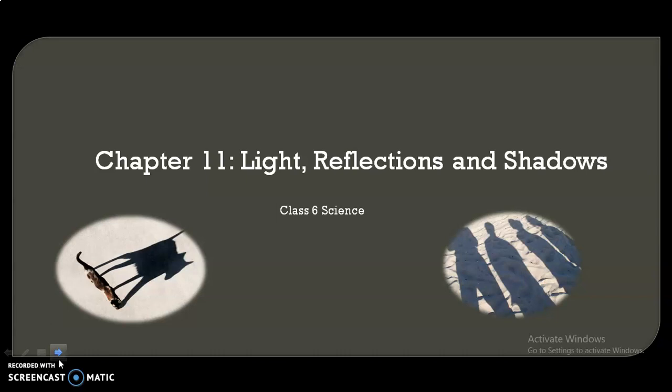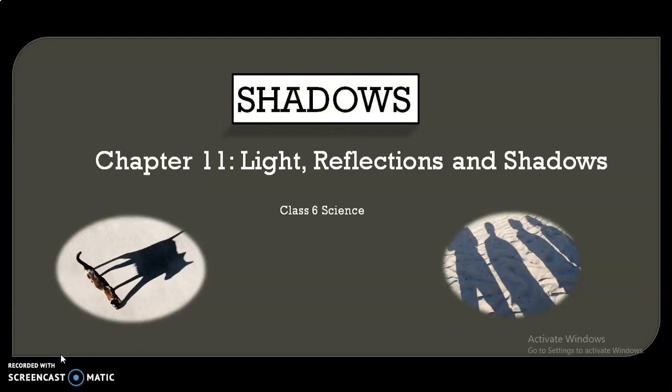This lesson is about light, reflections, and shadows. We have already read about light, its source, reflections, how it occurs, and now it's time to study what happens when the path of light is obstructed.